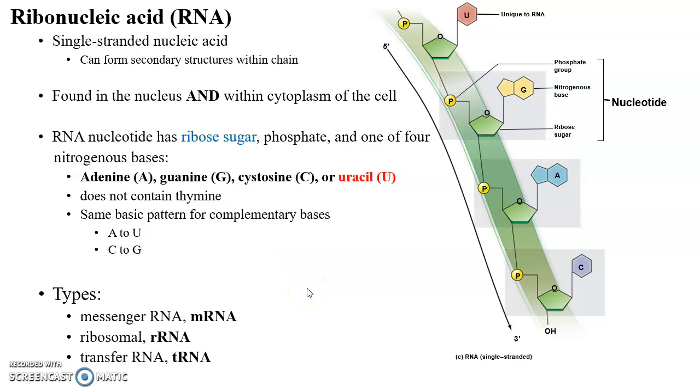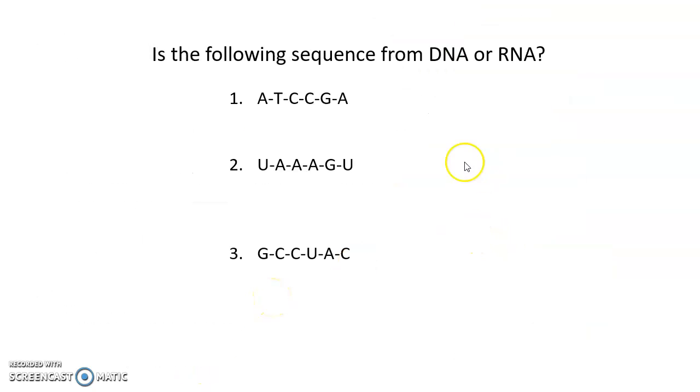Now RNA is more functionally active, so there are three different kinds of RNA. You have messenger RNA, or mRNA, ribosomal RNA, or rRNA, and transfer RNA, or tRNA. Now, here are three sequences of nucleotides. Which of these sequences come from DNA, which come from RNA?